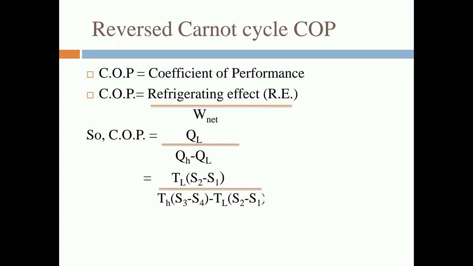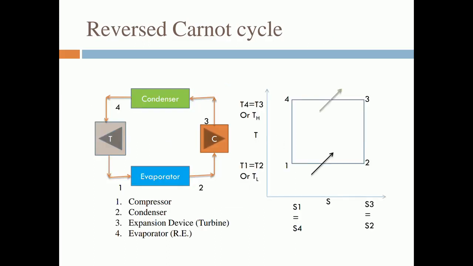So QL is the process that occurs at constant temperature in the condenser and the evaporator. QL occurs in the evaporator. If we go back, we will get more idea. Here this is the evaporator where the QL amount of heat is absorbed, and this is the condenser where the heat is rejected. Here is the entropy change from S2 to S1, and here is the change from S3 to S4, so that we will use.